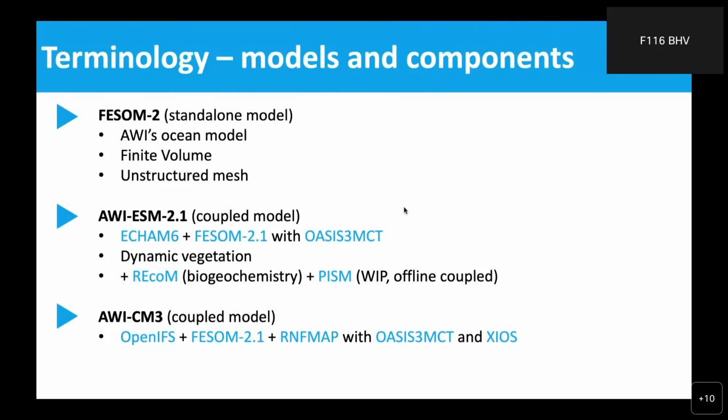And then we have ESM3, which is also a coupled model of an atmosphere model, which is OpenIFS, and an ocean model, FESOM. And then we also have RNFMap, the runoff mapper, for runoff, and then we are coupling all of that with OASIS3-MCT, and we use XIOS for input output of OpenIFS.